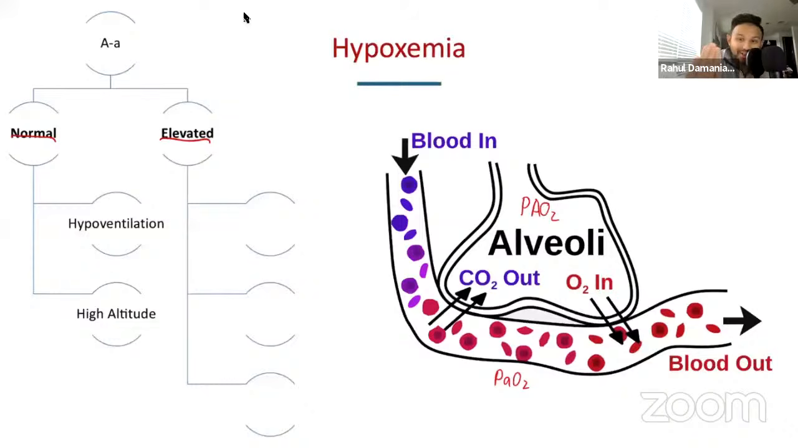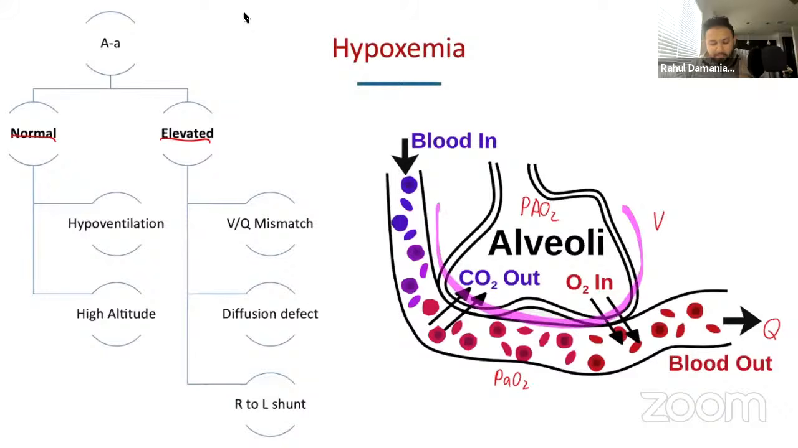When you're thinking about elevated A-a gradient, which is typically above 15, when you think about elevated A-a gradient causes of hypoxemia, they actually affect the pulmonary capillary interface. And causes of elevated A-a gradient hypoxemia are going to be VQ mismatch, which is going to be a mismatch between ventilation and perfusion. You can easily see it like this, ventilation and perfusion. A diffusion defect, think about this membrane being very thick in purple here, or completely bypassing the lungs, as you will see in right to left shunt, which is going to be blue blood goes into the systemic circulation.